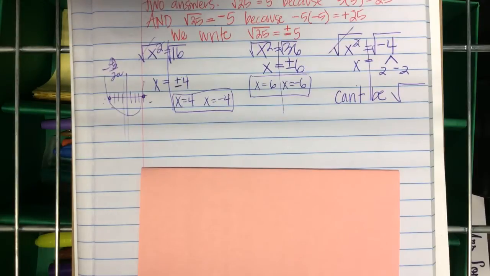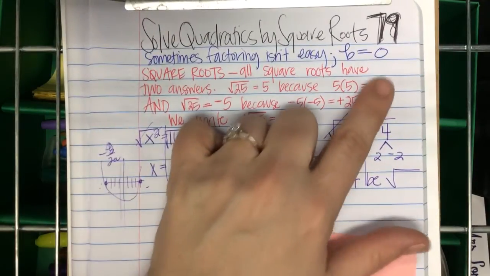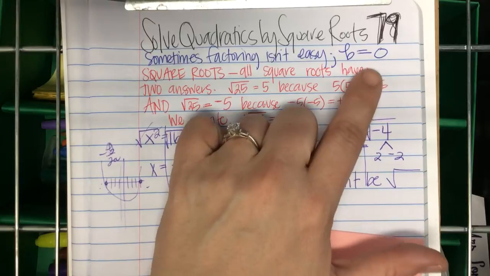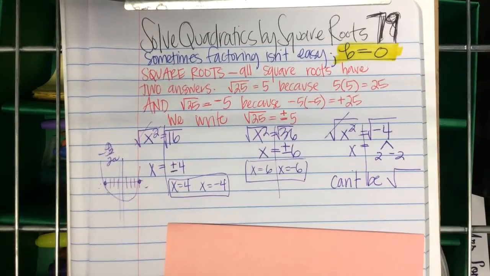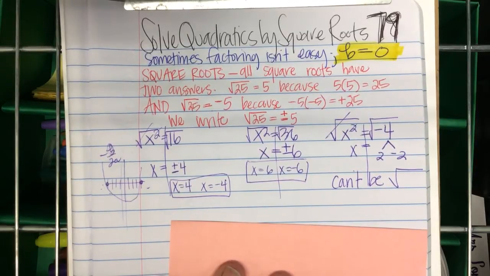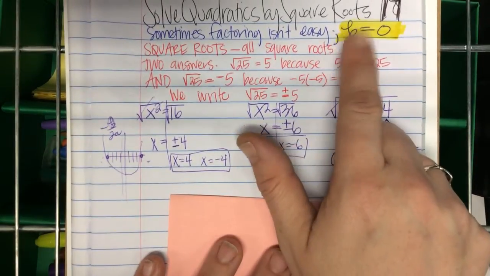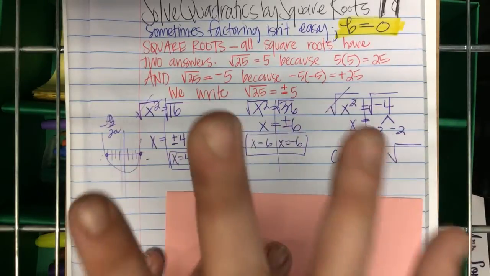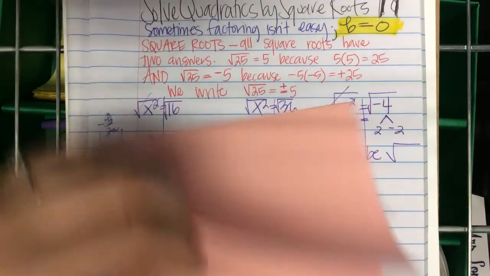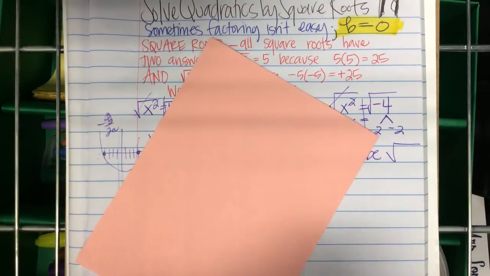So sometimes you run into problems that you can't use this trick on. So the thing we're looking for is a b value that is 0. In every single problem, we want to find a b value equals 0. If the b value is equal to 0, we can use square roots. So let's glue our extra work.